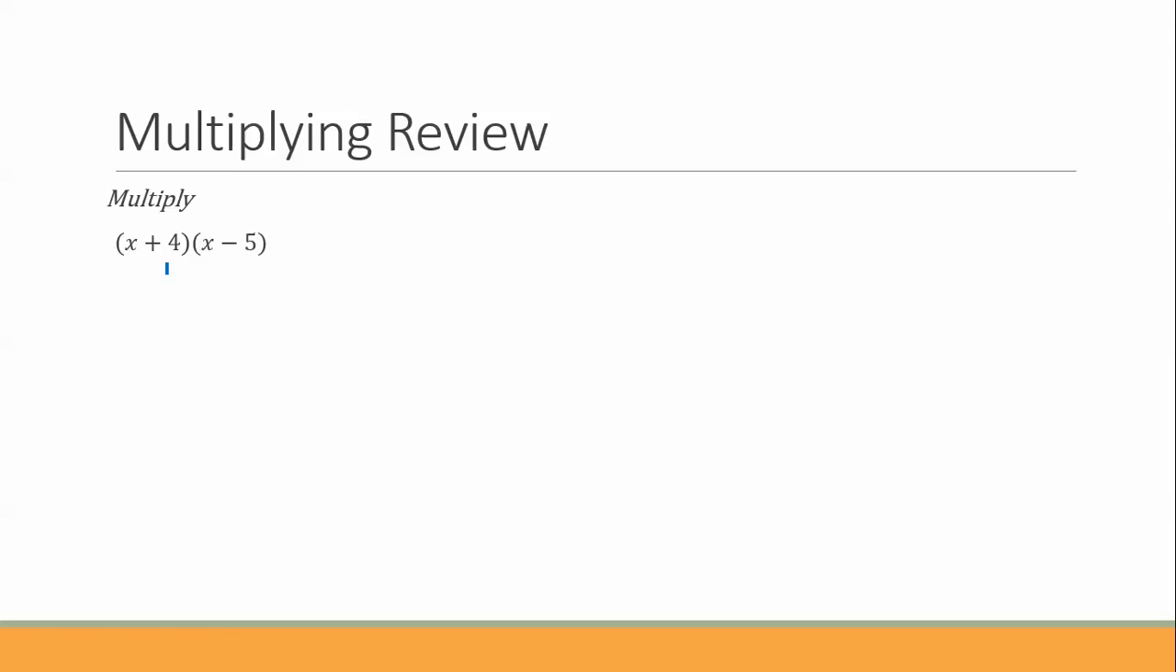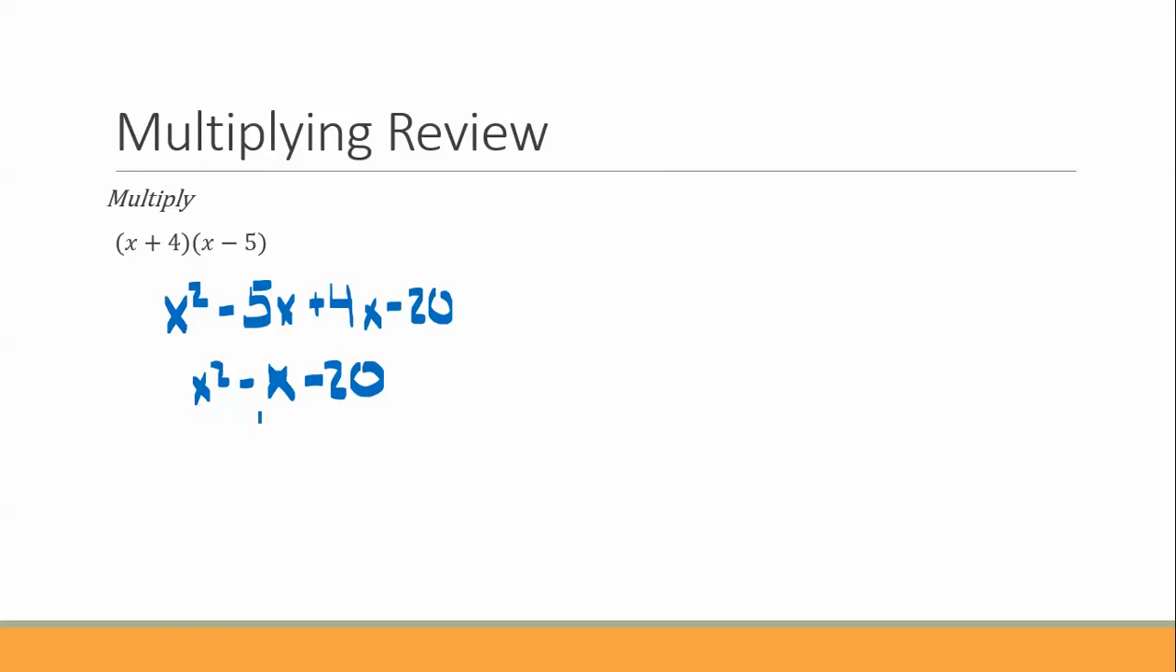Another review we want to do quickly is multiplying. Remember, multiplying two binomials, x plus 4 times x minus 5, we have to multiply all 4 terms together. So we have x times x, which is x squared, x times negative 5, which is minus 5x, 4 times x, which would be 4x, and 4 times negative 5 would be minus 20. Combining like terms, we have x squared minus x minus 20.